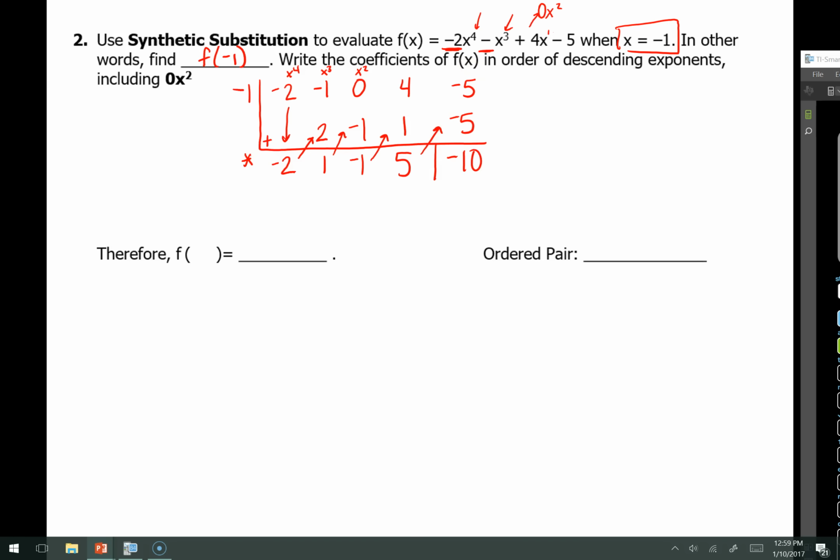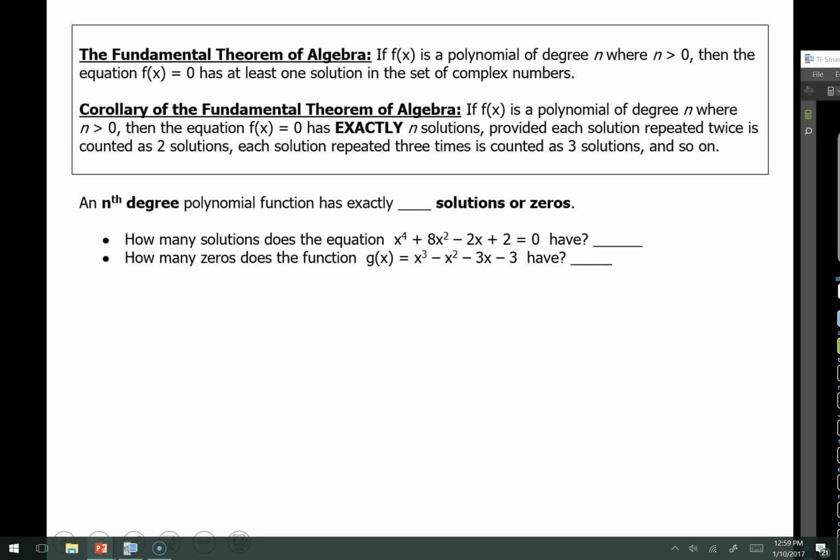Okay, so if I'm writing my answer in function notation here, f of negative 1 is what we were evaluating, and it's equal to negative 10. That last piece, the ordered pair, is negative 1 because that's my x value, and negative 10 because that's my y value. Okay, so now that hopefully you've seen a couple of those and feel like with some practice you'll be okay, let's move on to talk about the fundamental theorem of algebra.